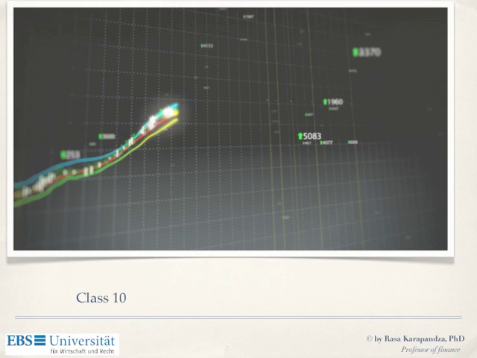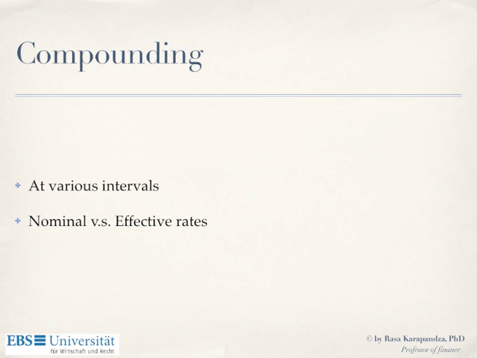So at the beginning, we have talked about compounding, and there are two very important concepts there. First, how do we compound at various intervals? How do we compound if we compound it every 6 months, every year, every month, every day, or even continuously, on infinitesimally small amount of time?